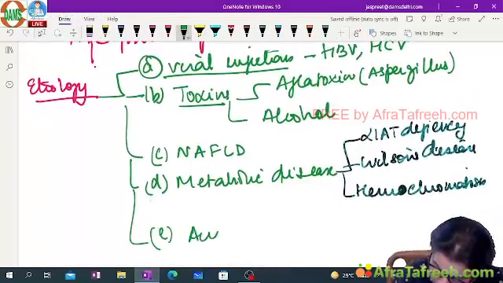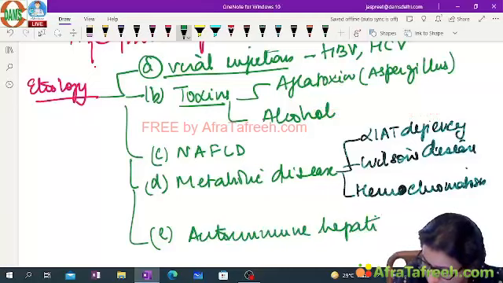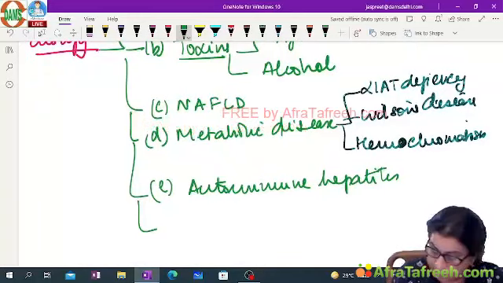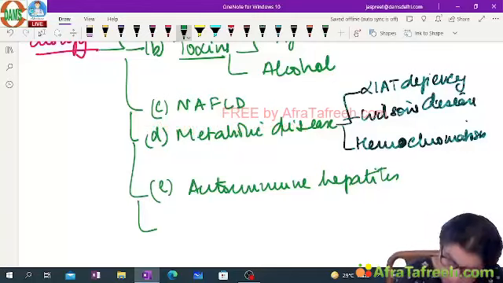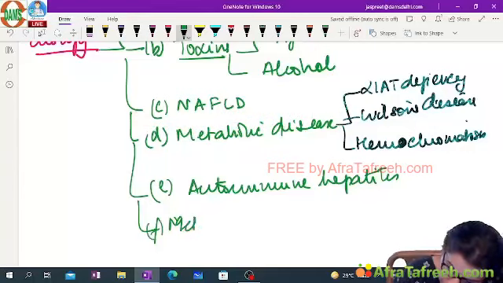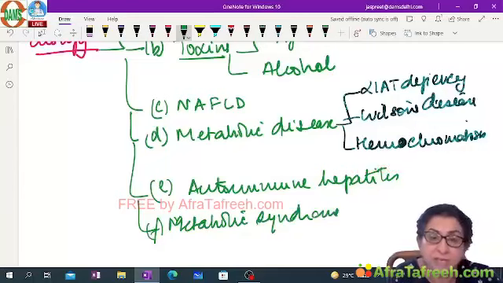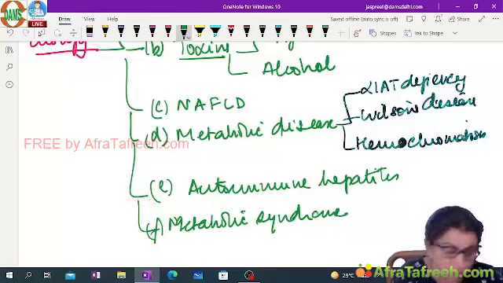Then autoimmune hepatitis can also lead to hepatocellular carcinoma. And then patients with metabolic syndrome, that is obesity, diabetes mellitus and non-alcoholic fatty liver disease, we can combine them together. So patients with metabolic syndrome are also at risk of developing hepatocellular carcinoma.